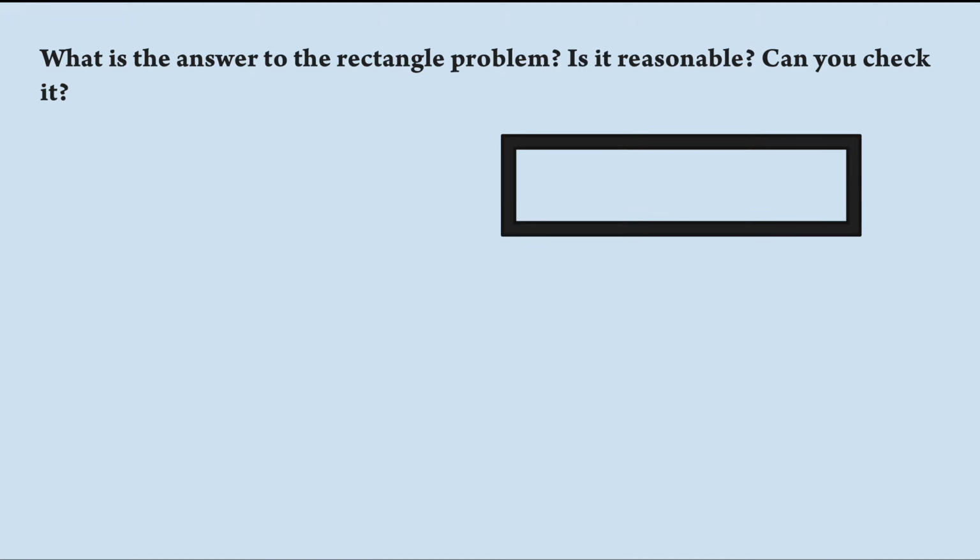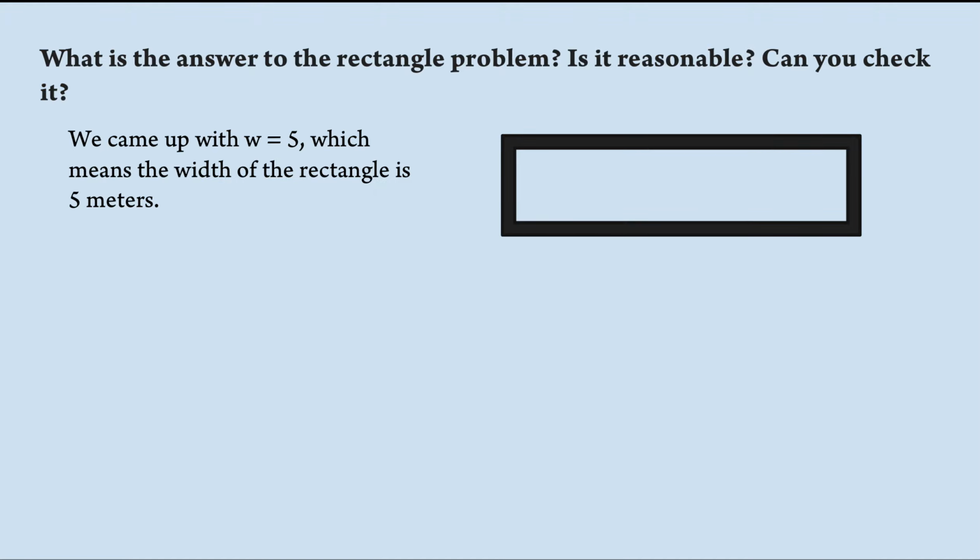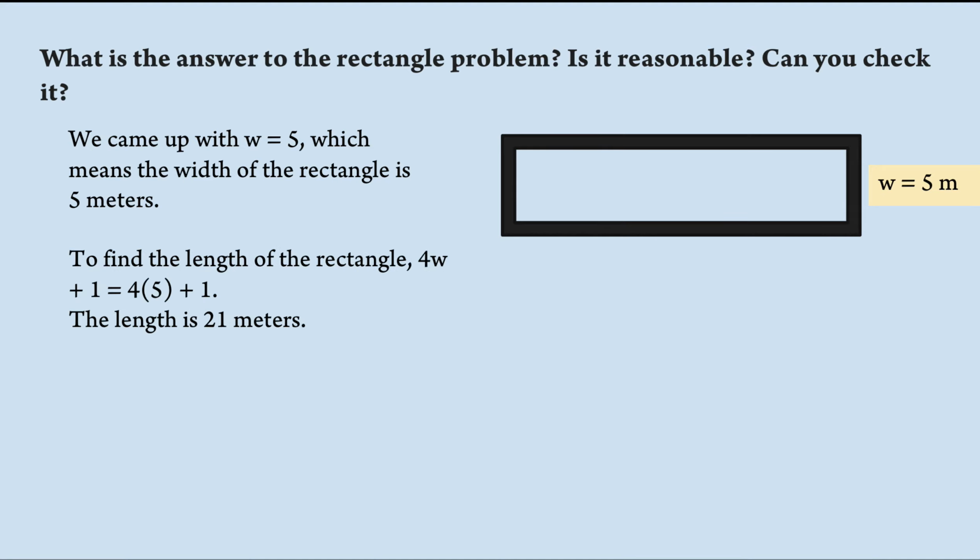So we have a little bit of information we can go use. To get to the answer to the rectangle problem and decide if it's reasonable and perhaps check it, let's get ourselves organized. Here's the rectangle again. We came up with W equals 5 in the Desmos graph, and that means the width of the rectangle is 5. So we know the width. Then we need to go back and find the length because they asked us for the dimensions, or the length and the width of the rectangle. Remember that the length was 4 times the width plus 1. So to find the length of the rectangle, we'll do 4 times 5 plus 1, and that'll give us a length of 21 meters.